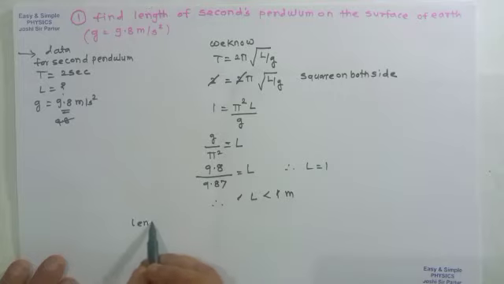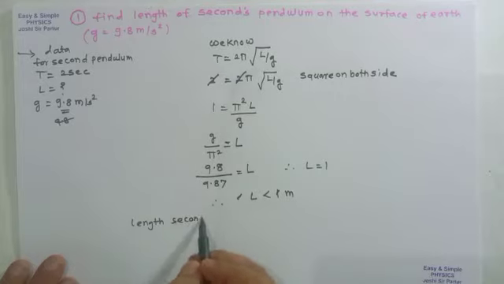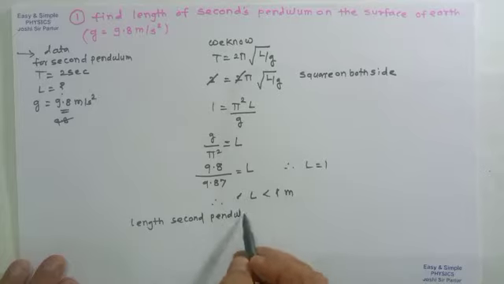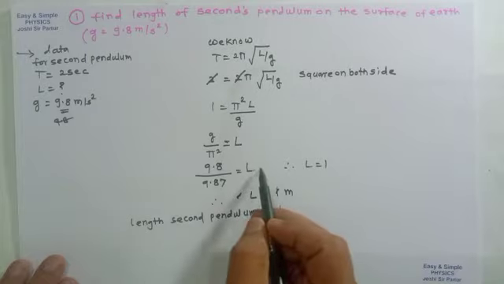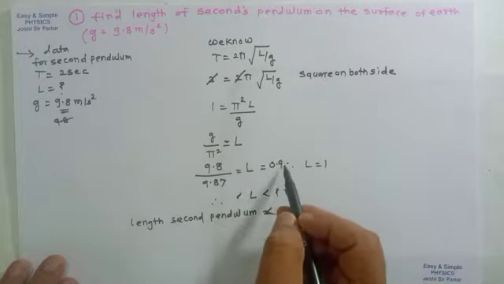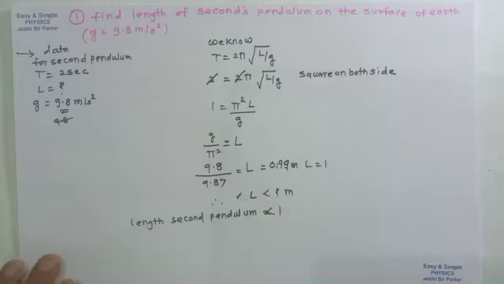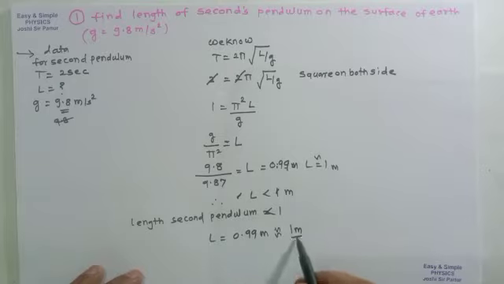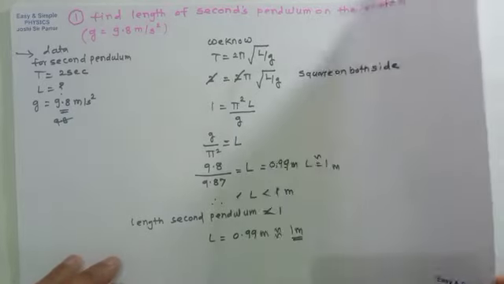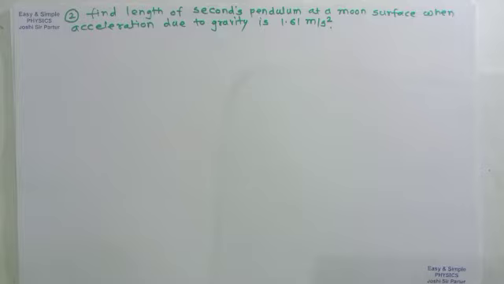So the length of second pendulum is less than 1 because its value will be 0.99 meter. By solving, it will be 0.99 meter, which is approximately equal to 1 meter. So that is the answer. The length of second pendulum is 0.99 meter, or approximately given as 1 meter on earth surface. Again we can solve another example.